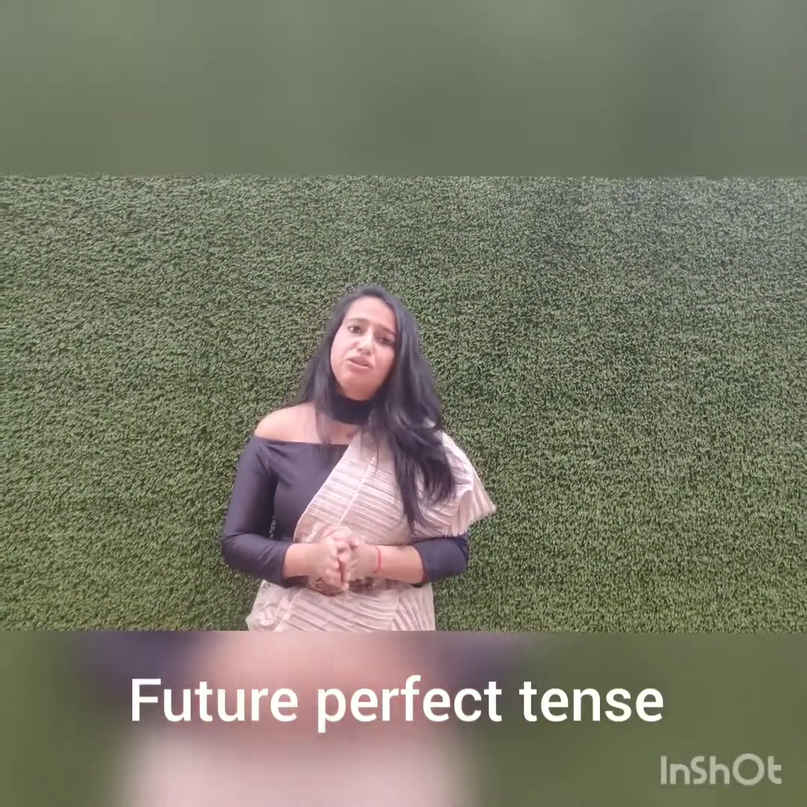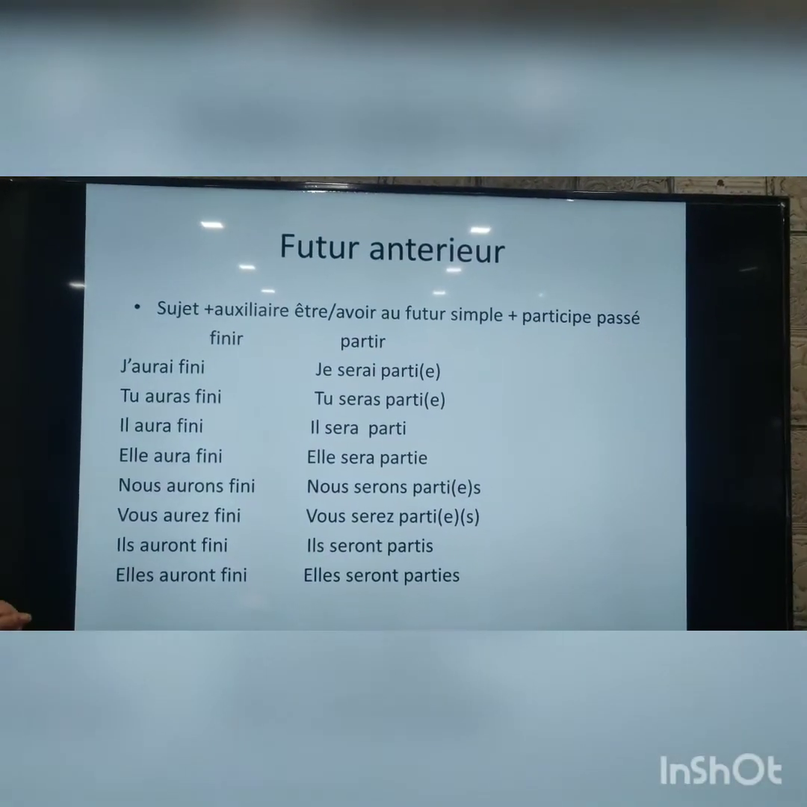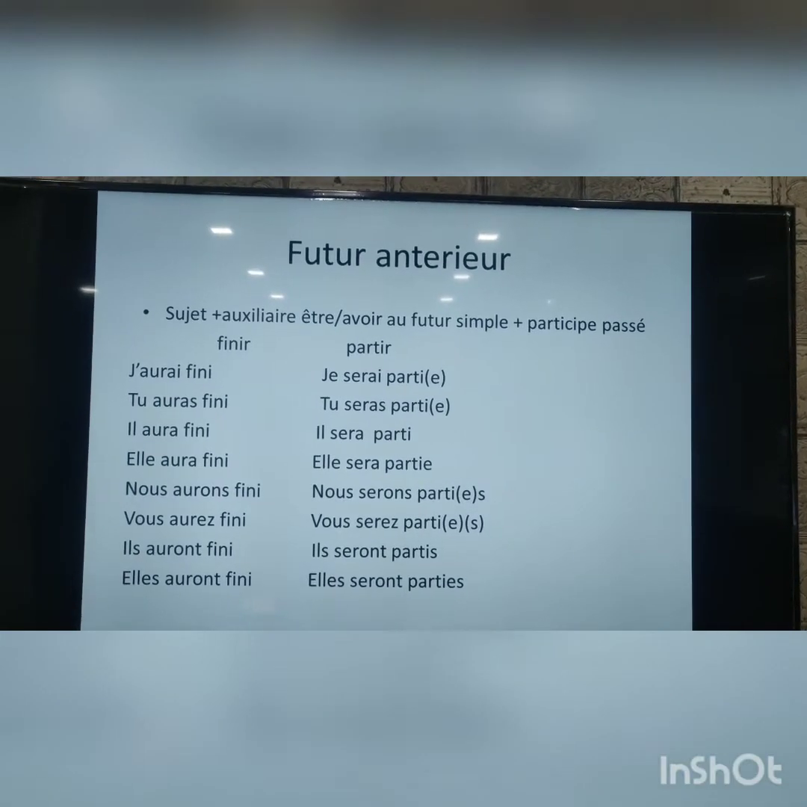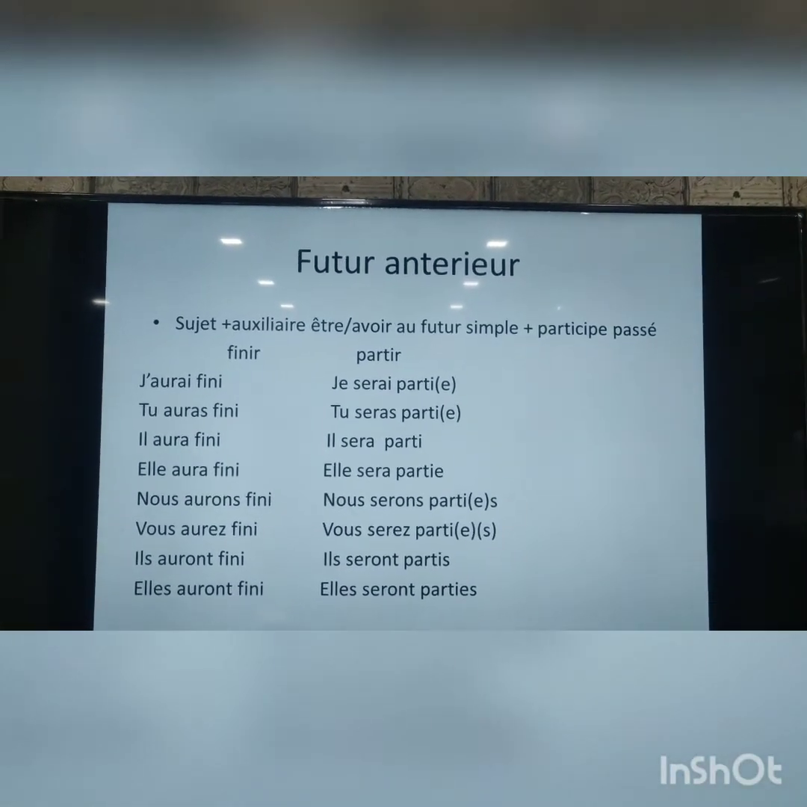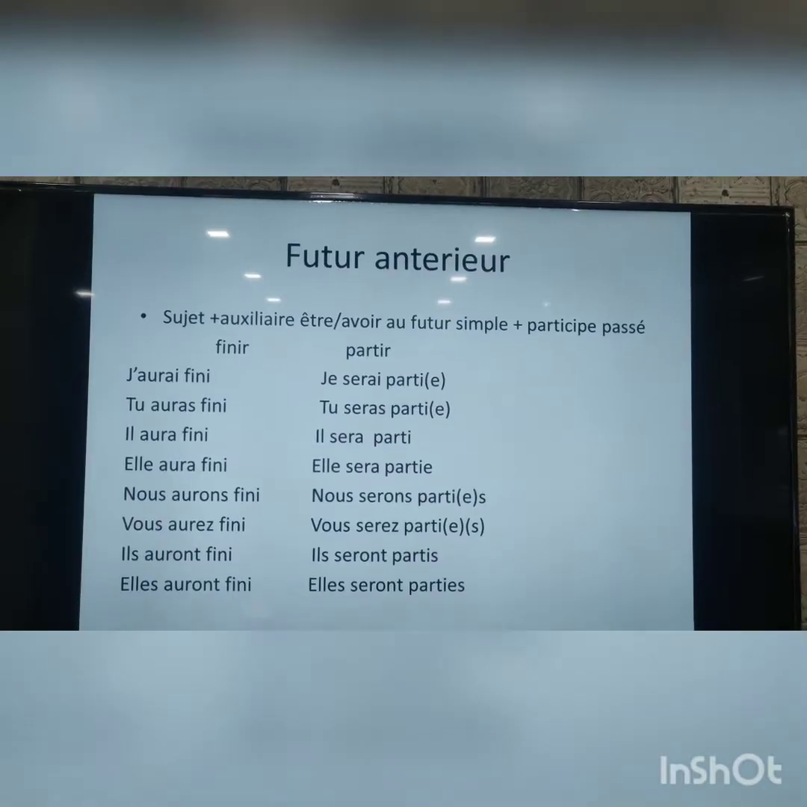So if you have understood the use of futur antérieur in the first form with futur simple and the second one that is alone, we can pass on to the formation of futur antérieur. So now you have understood where we use futur antérieur. Let's see how it is formed. Quelle est la construction du futur antérieur?